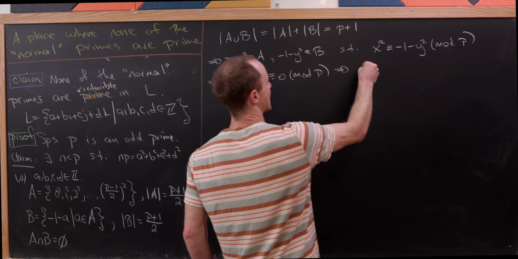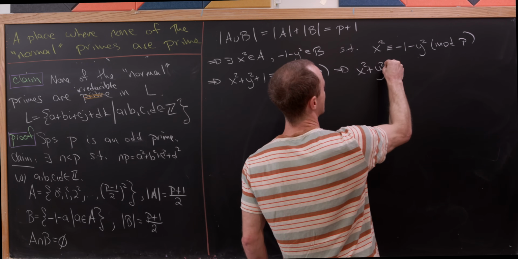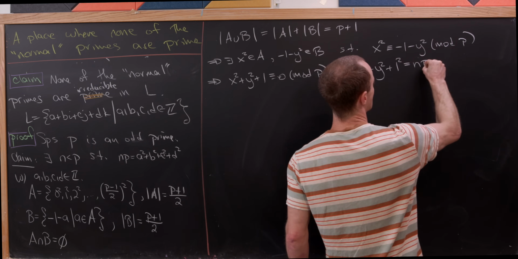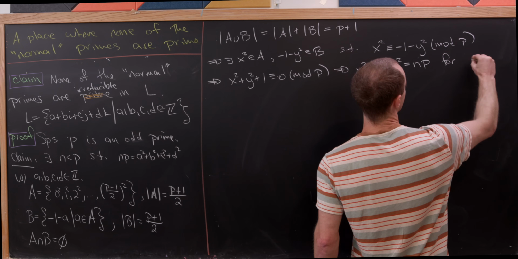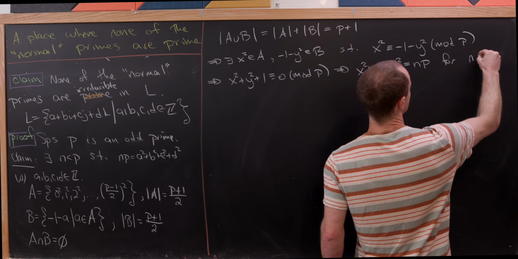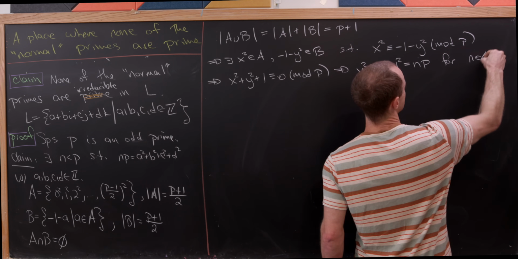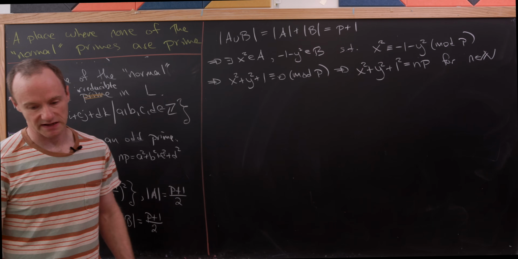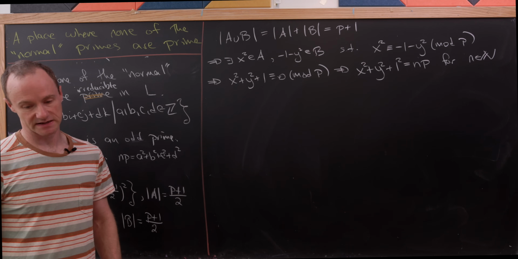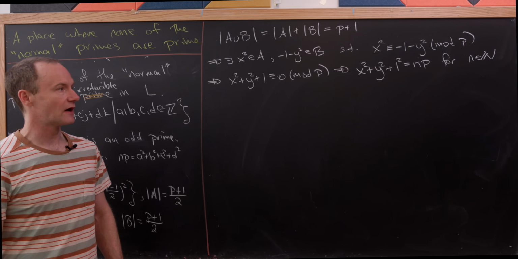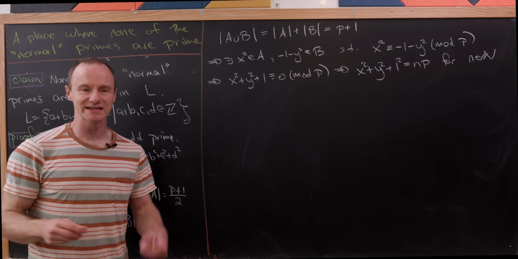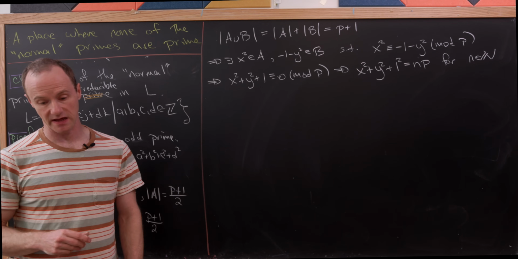But that means that x squared plus y squared plus 1 squared is equal to n times p for some number n, which I guess is going to be a natural number just given that the left-hand side is positive. Okay, nice. But now I'd like to observe that we can get some sort of estimated range for n.